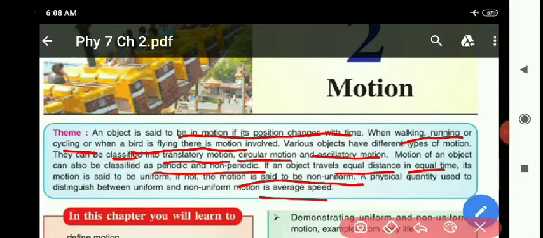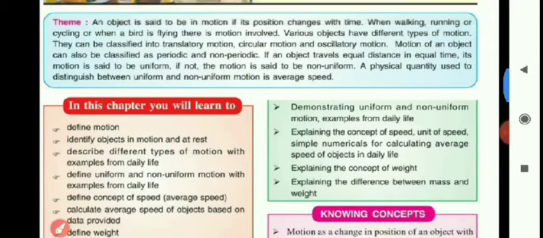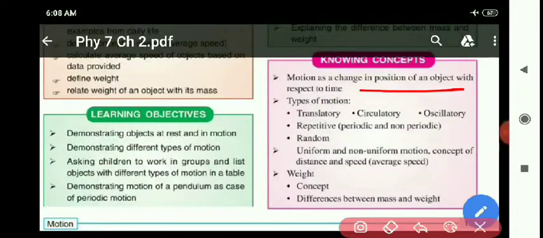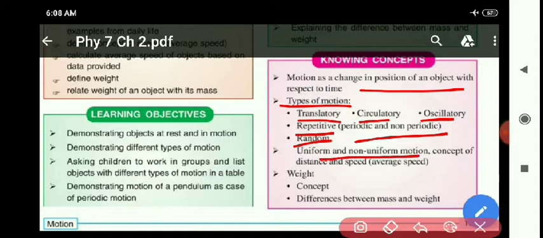Now come to the chapter. What are you going to learn in this chapter? Motion as a change in position of an object with respect to time. Types of motion: translatory, circular, oscillatory, repetitive, that is periodic or non-periodic, and random. Uniform and non-uniform motion. Concept of distance and speed. Concept and difference between mass and weight.